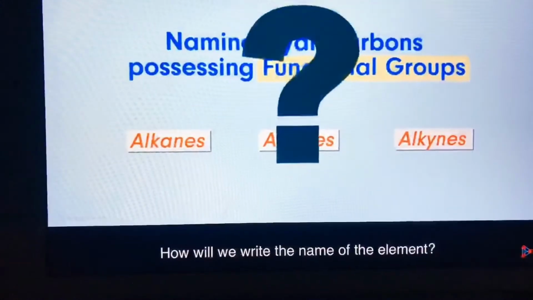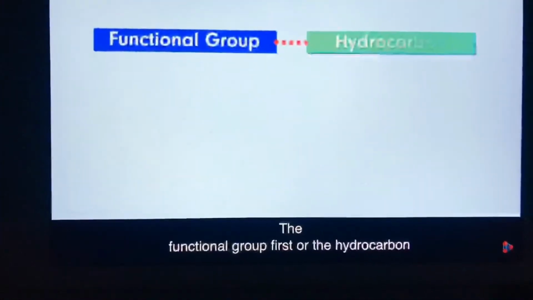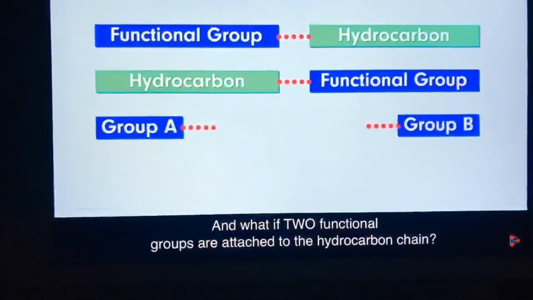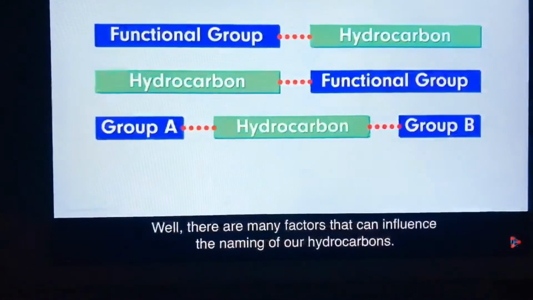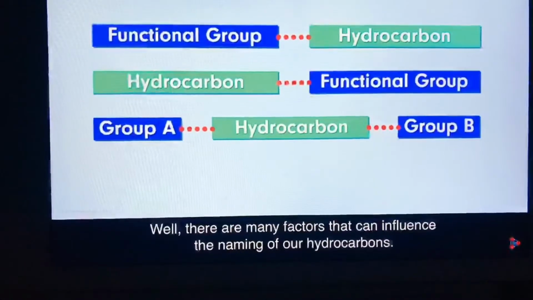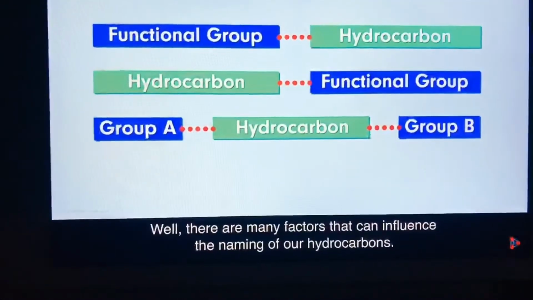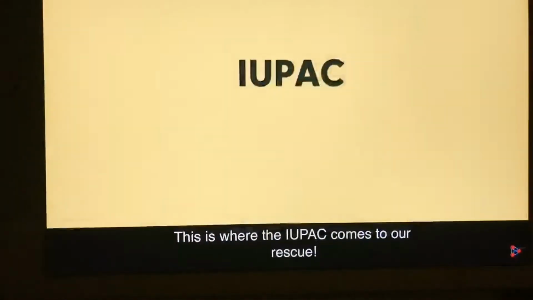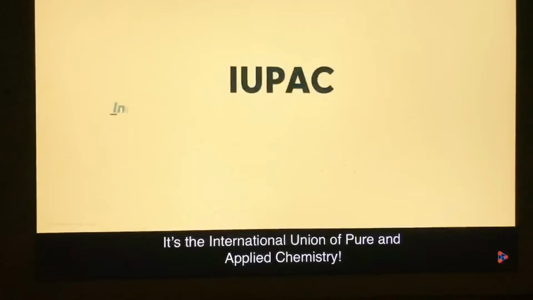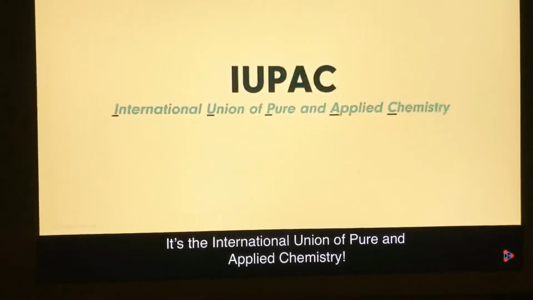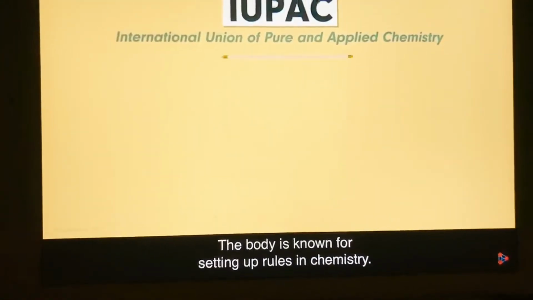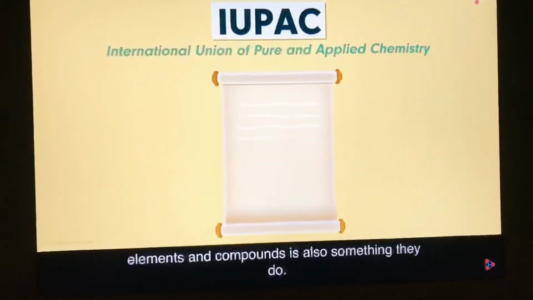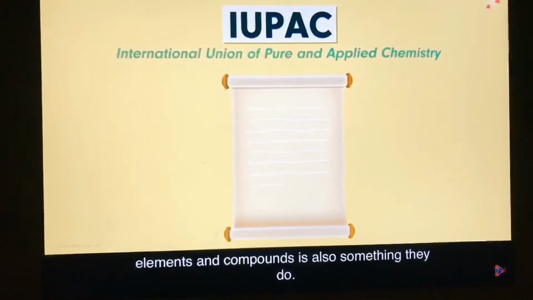How will we write the name of the element? The functional group first or the hydrocarbon first? And what if two functional groups are attached to the hydrocarbon chain? Well, there are many factors that can influence the naming of our hydrocarbons. So how do we name them appropriately? This is where the IUPAC comes to our rescue. It's the International Union of Pure and Applied Chemistry. The body is known for setting up rules in chemistry. Laying the rules for scientific nomenclature of elements and compounds is also something they do.